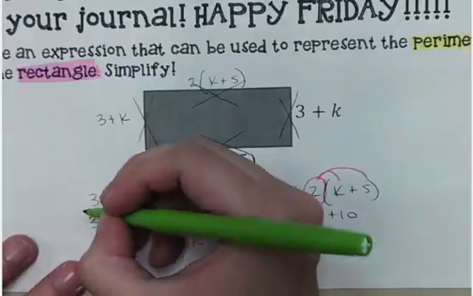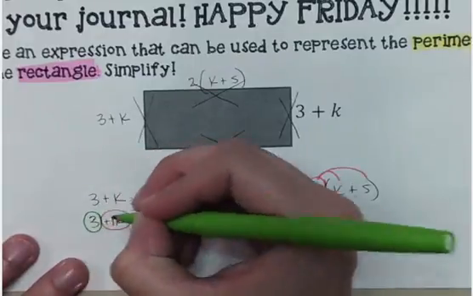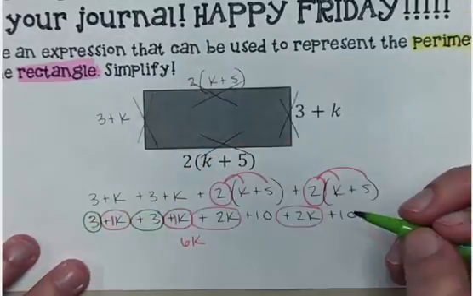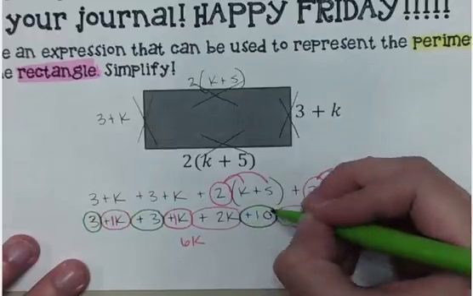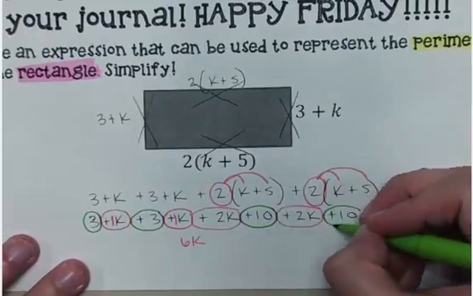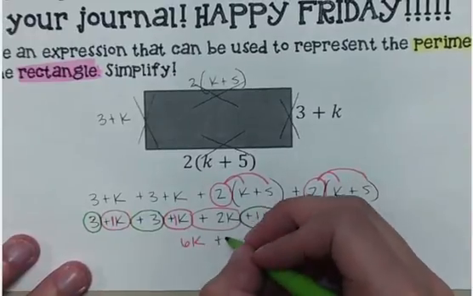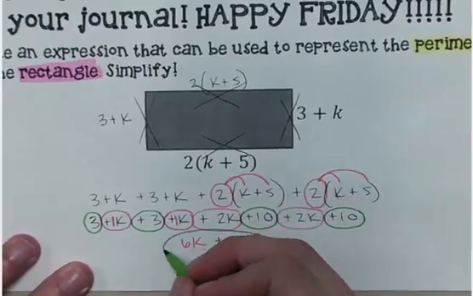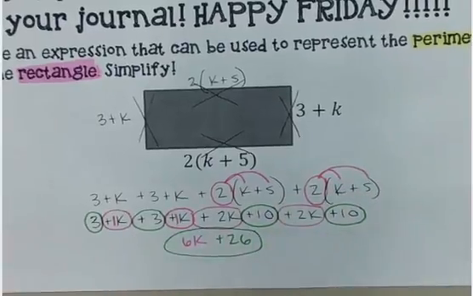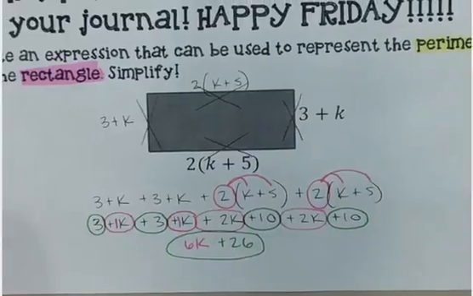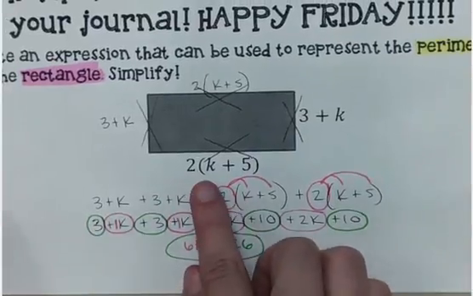Okay, I can also look to combine just the numbers. 3 plus 3 is 6, plus 10 is 16, plus another 10 is 26. So your answer for the perimeter of this rectangle is 6k plus 26. Raise your hand if you got that. Alright, very good.